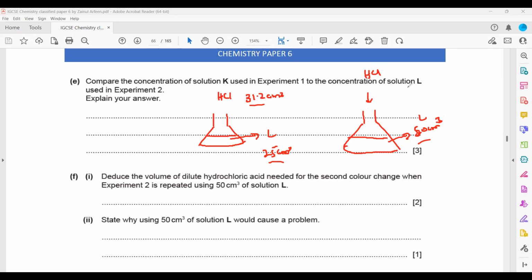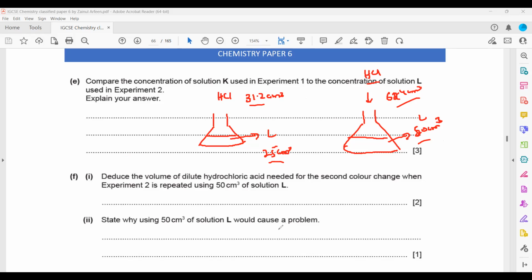So it will be twice of it, like, for example, double. So it will be 62.4 cm3. Because if 25 needs 31.2, then 50, which is a double volume, needs double the amount: 62.4, not 61.4. 62.4 cm3 of HCl is needed, because if we double the amount of L, we need double the amount of hydrochloric acid.